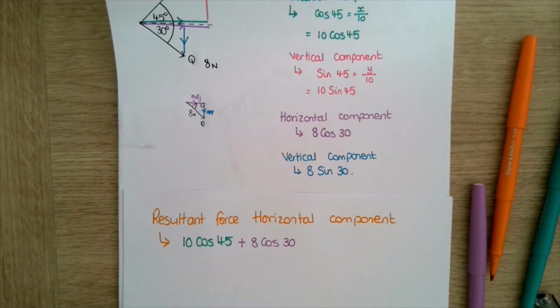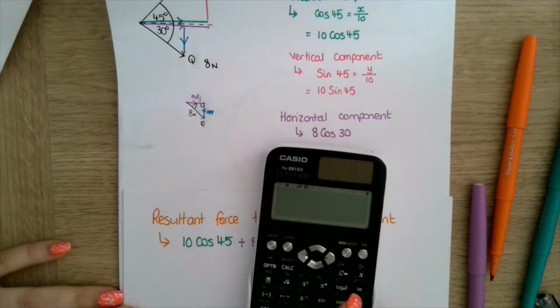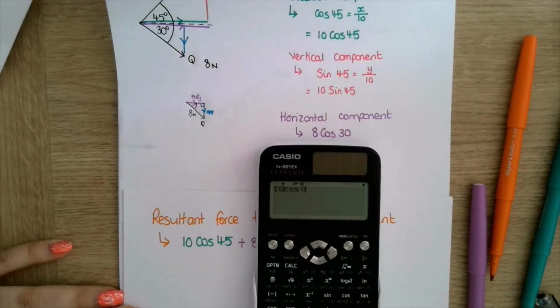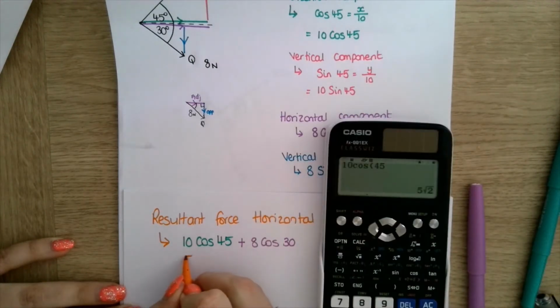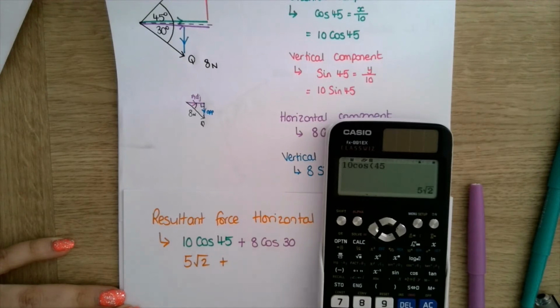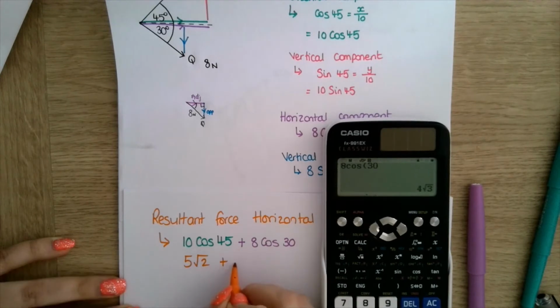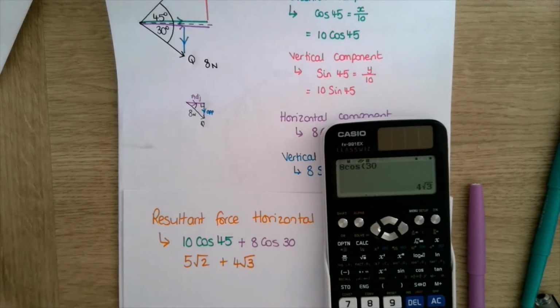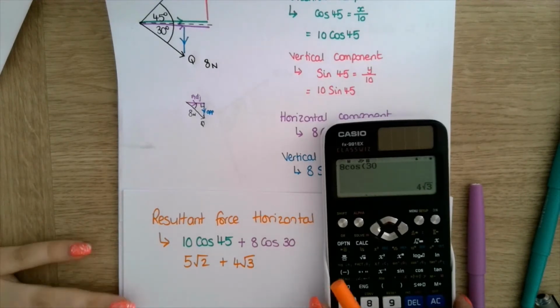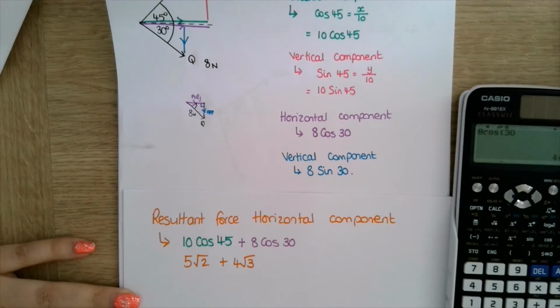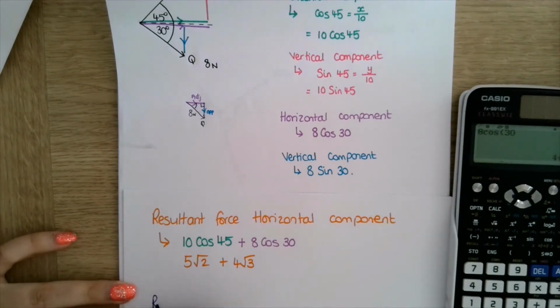So I can work this out using my calculator. 10 cos 45 is 5 root 2 plus 8 cos 30, which is 4 root 3. So I know the horizontal component for the resultant force is 5 root 2 plus 4 root 3. And then I need to do the same, but for the vertical component of the resultant force.